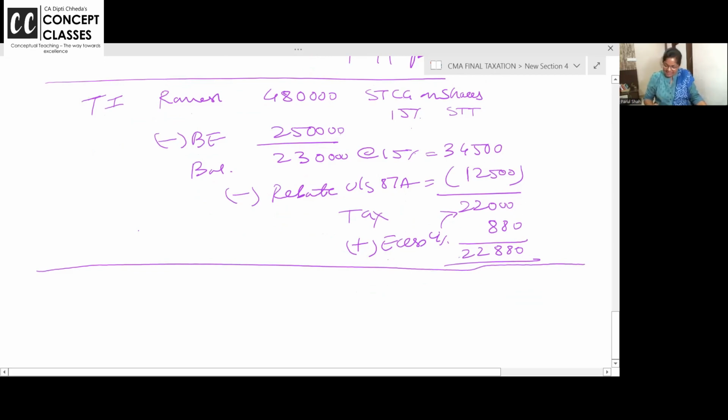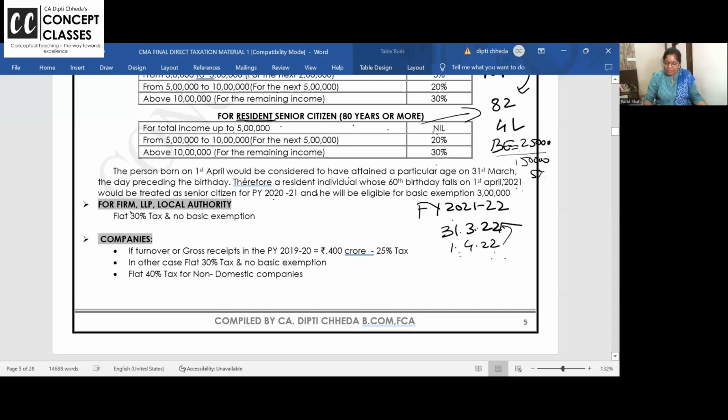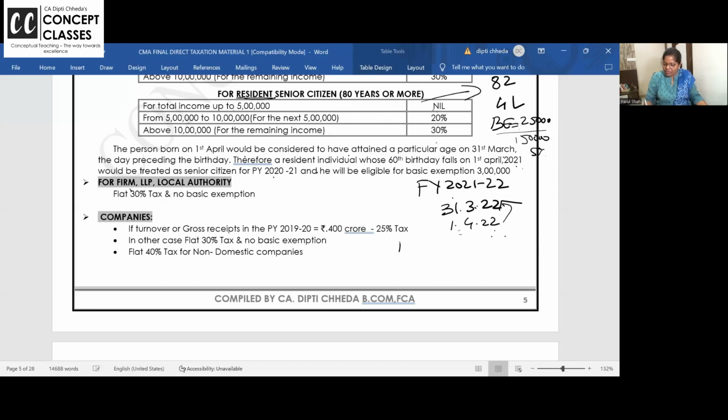All right. Finished writing? Chalo. Yes. Now coming to partnership firms and all, they pay a flat rate of tax, that is 30%. I told you, if the income of a partnership firm, let us take a simple example, is 1,000 rupees, what will be the tax? 30% of 1,000, 300. And on that 300, 4% ESES, 12 rupees. So 312 rupees is the tax payable by the partnership firm. Flat, no basic exemption, nothing for the partnership firm.